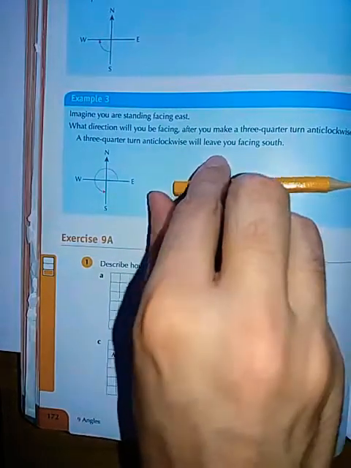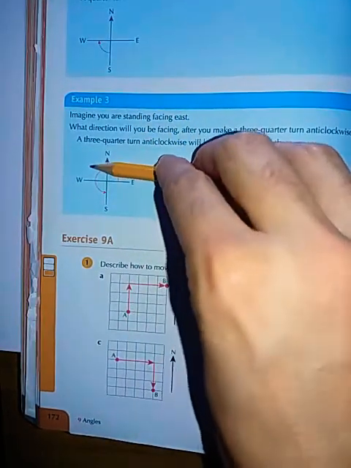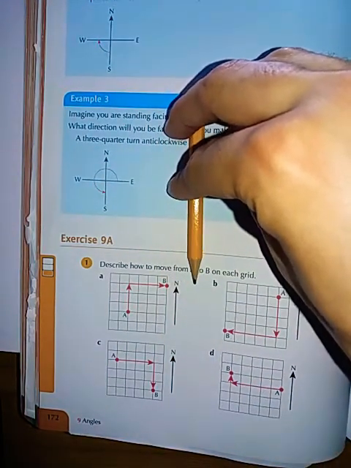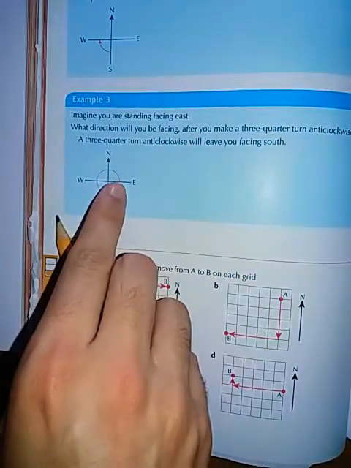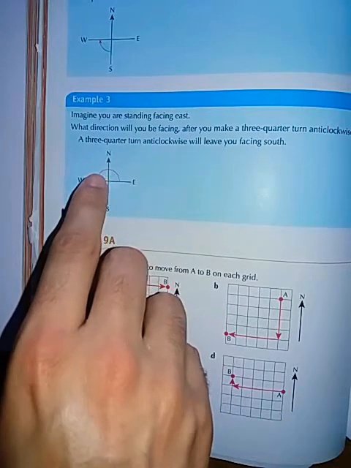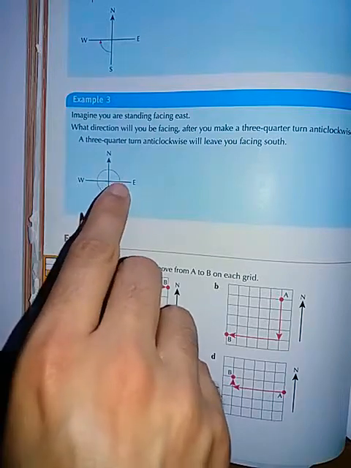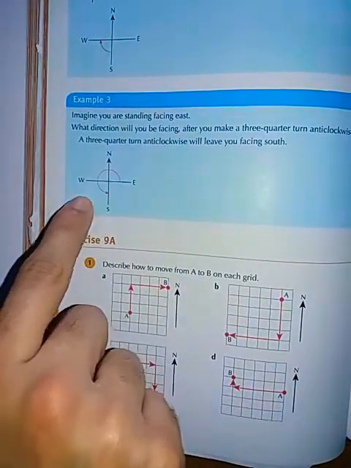3/4, that means that's 1/4, that's 2/4, and that's 3/4. So we will be facing the south. Just like this. We started from the east, that's 1/4, that's 2/4 or half a turn, and that's 3/4. So we will be facing south.